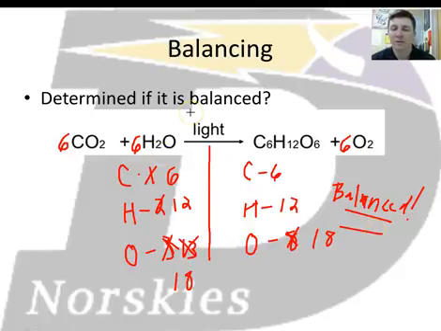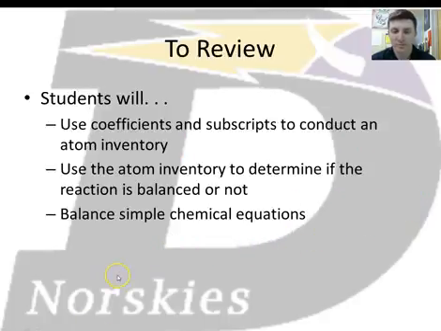So again, just to review, what do we need to know? You're going to use coefficients and subscripts to conduct an atom inventory. You must list all the different elements and their quantities for both the reactants and the product side. Then you're going to use that atom inventory to determine if the reaction is balanced. It is balanced if both the products and the reactants are equal to each other in number of atoms. And then you're going to balance simple chemical equations by adding coefficients to determine the types of atoms on both reactant and product sides in order to make the equation balance.